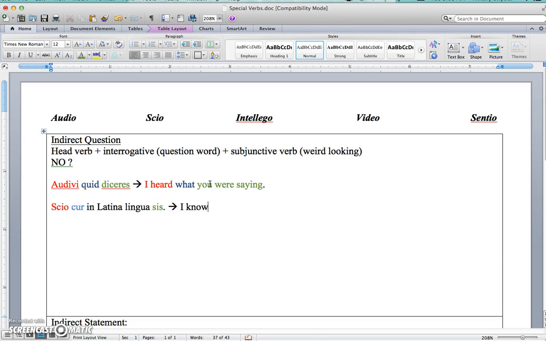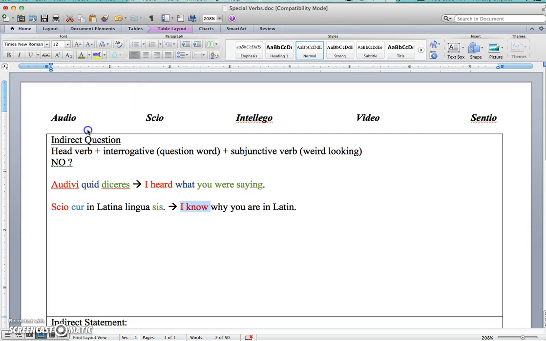Skio, I know. The interrogative, why? And this verb, cis, it looks weird and it's small and it's just kind of awkward, and you can assume this is a form of to be. So I know why. It's got an S on it, so it's still you. I know why you are in Latin. This seems kind of ominous.